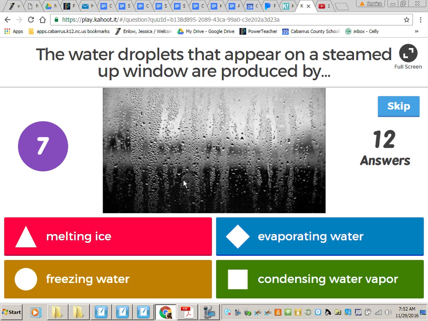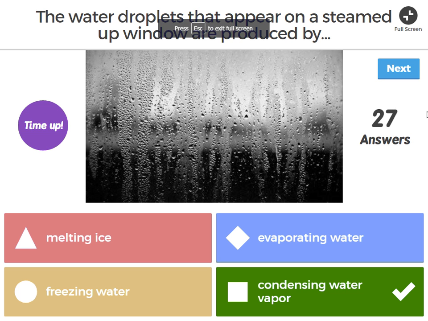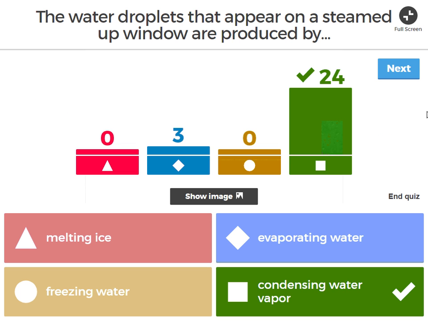Water droplets that appear on a steam window are produced by... Oh, time was up, folks. It was fast. Okay, so yes, condensing, right? Thinking about our state changes, we're going from gas to liquid in this case. So condensation. Next.